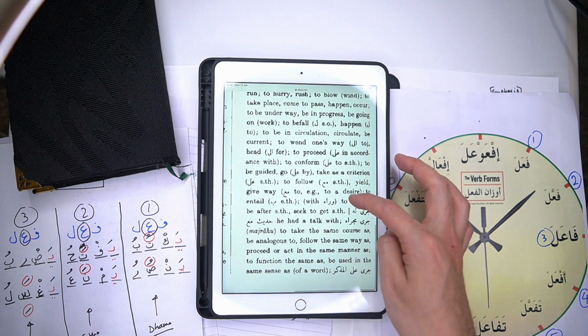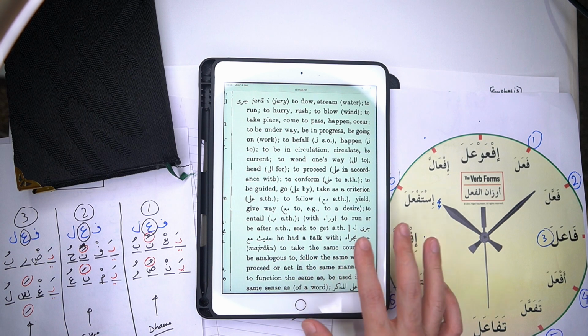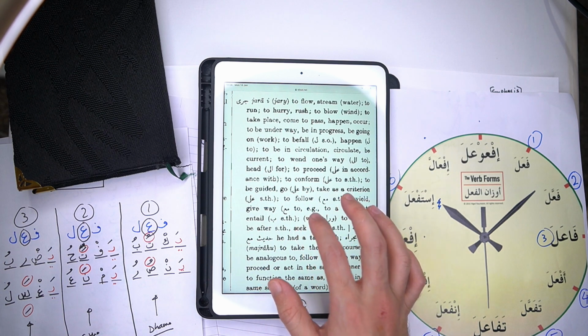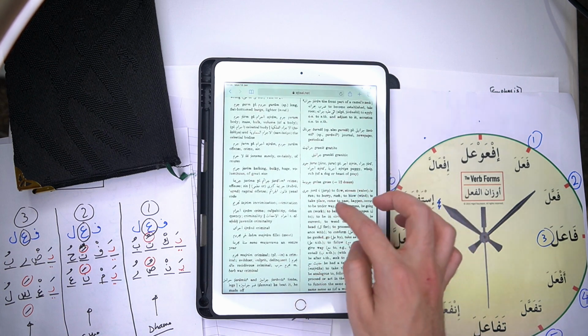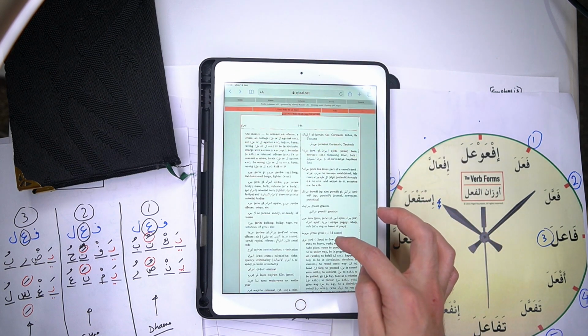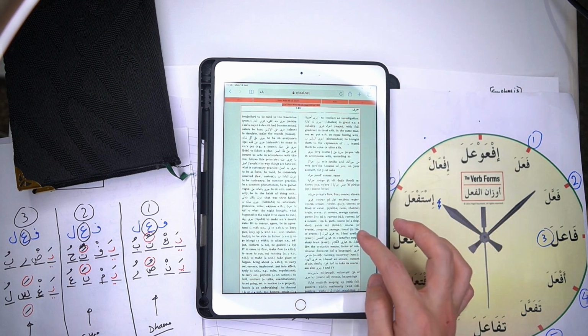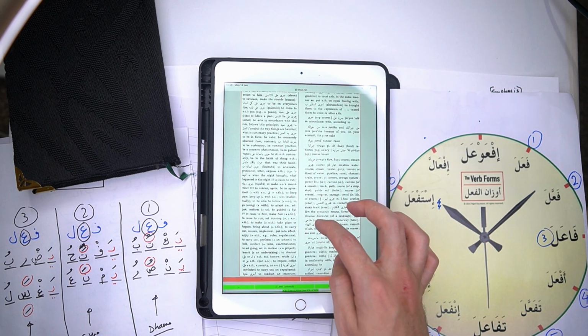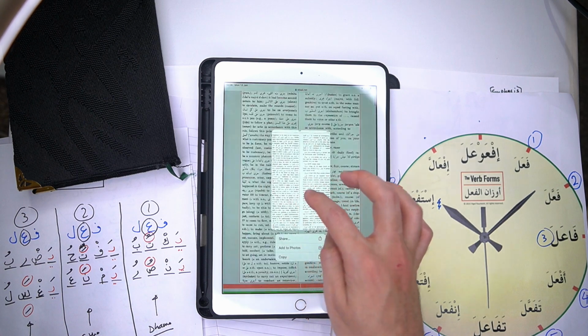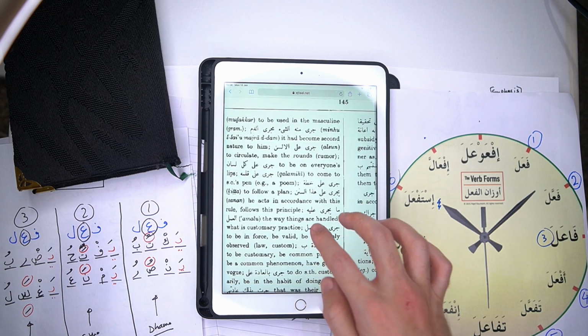If you go down, okay, are there any others? I can't see anything on here. So what we'll have to do is go back. Maybe it's on the next page. Let's zoom out there. So let's go to the next page then. Next page. All right, so you see, there's lots over here. There's loads of them. Okay, so jara.